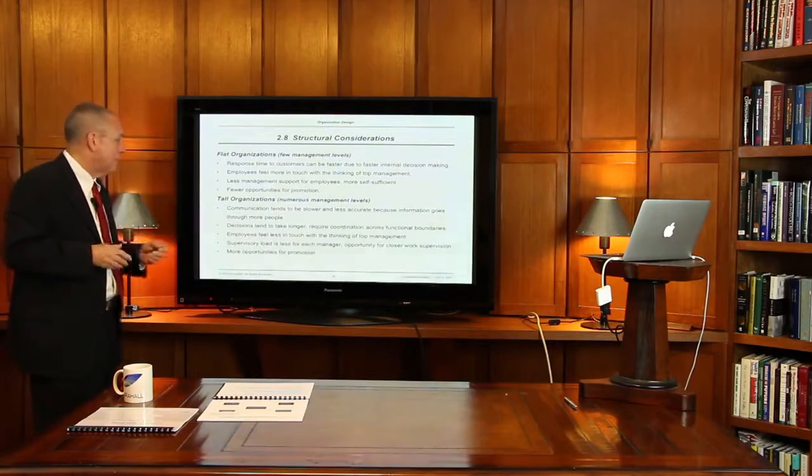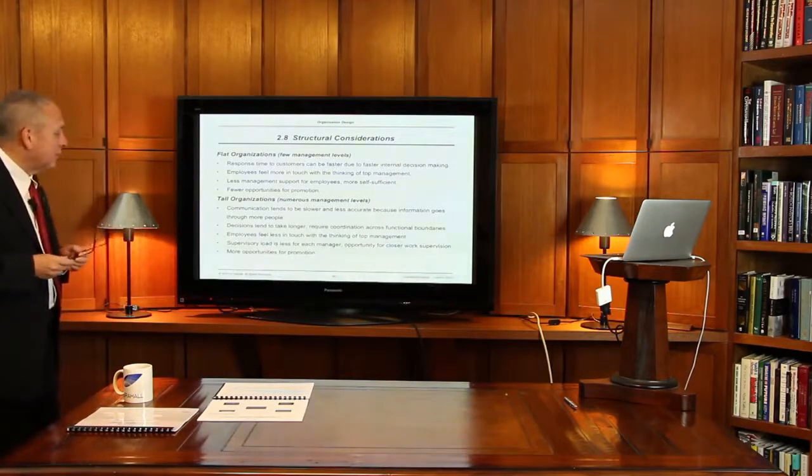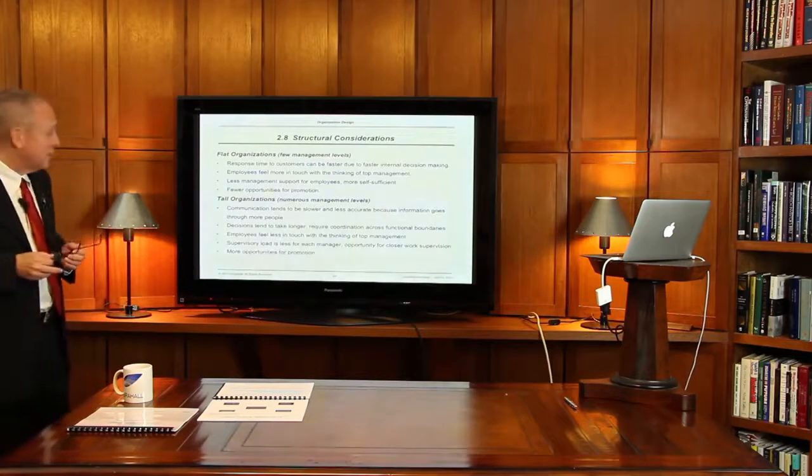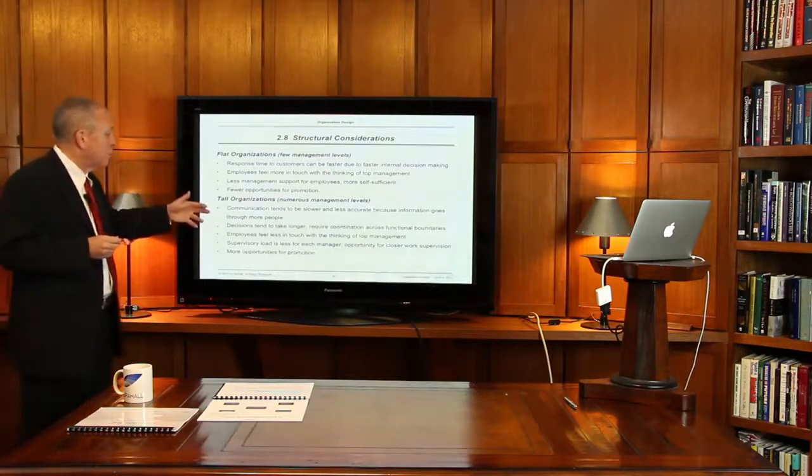In a tall organization, communication tends to be slower and less accurate. Decisions take longer. There's more coordination involved. Employees lose touch with senior management. The supervisory load will be different. There's certainly more opportunities for promotion. So there's pros and cons to each one.